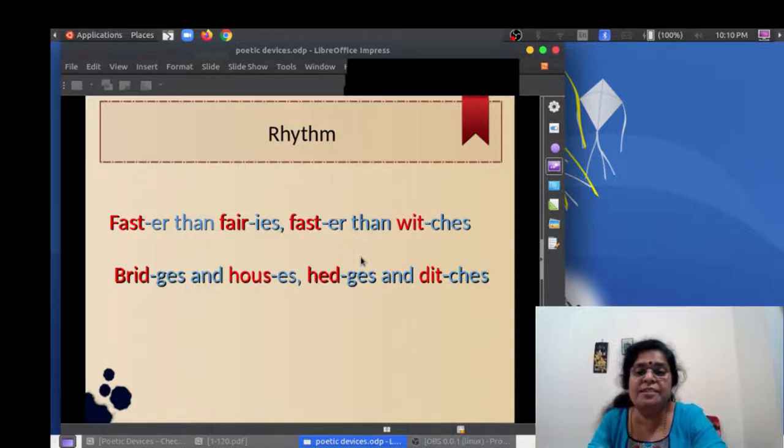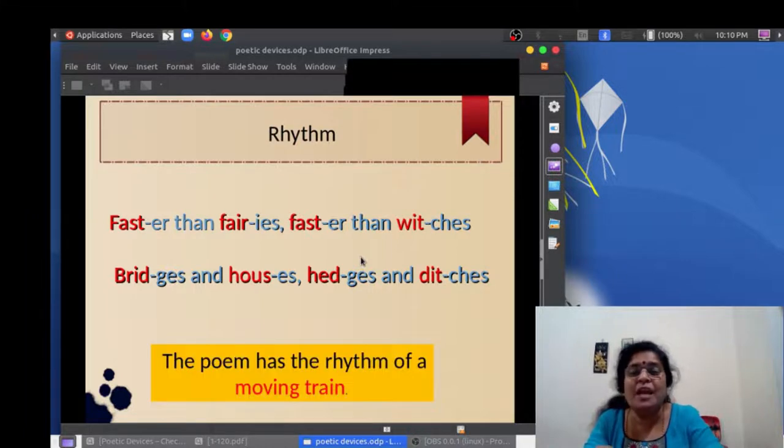Faster than fairies, faster than witches, bridges and houses, hedges and ditches. So what is that rhythm? Faster than fairies, faster than witches, faster than bridges and houses, hedges and ditches. Isn't it the rhythm of a train? So our poem has the rhythm of a moving train.